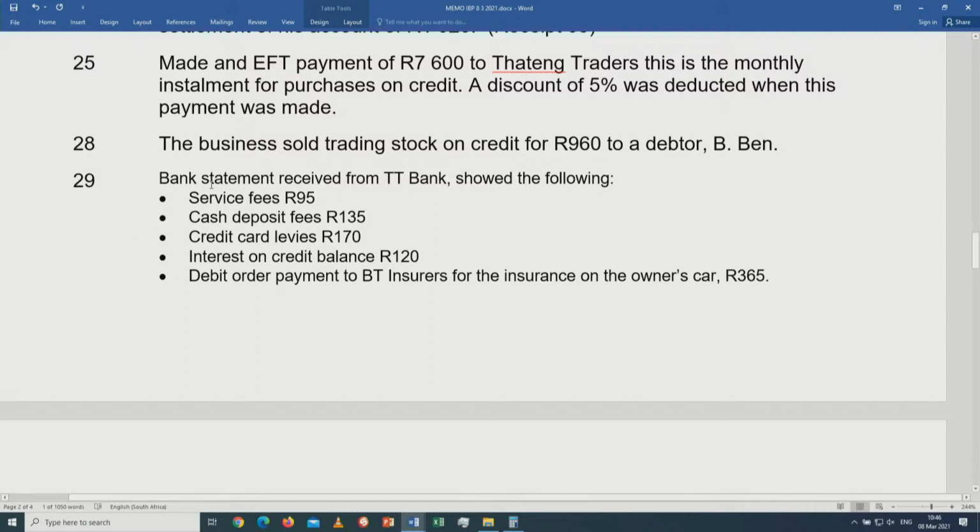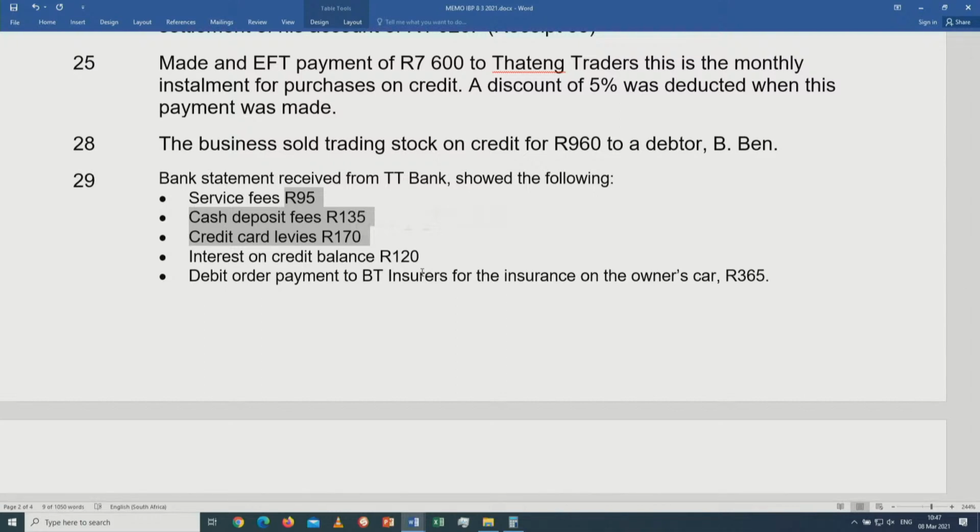On the bank statement, remember we talked about the expenses that must be added as bank charges. In this case, our service fee is a bank charge. Cash deposit fee is also a bank charge. Credit card levies are also included. Interest is recorded separately. Remember, we said it's materiality, so it must be recorded separately. So let's see how we go about this one. And then on the bank statement, we have again 365, which is also a payment. Therefore, we need to add all the three together to get our bank charges. And where do we record our bank charges? In the cash payment journal.